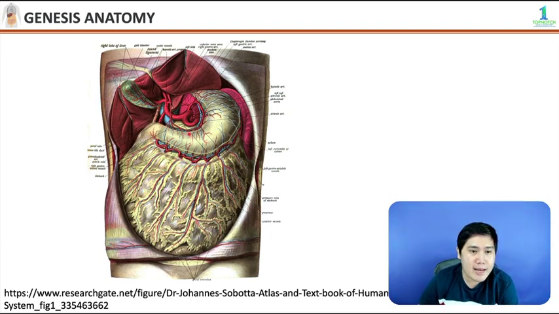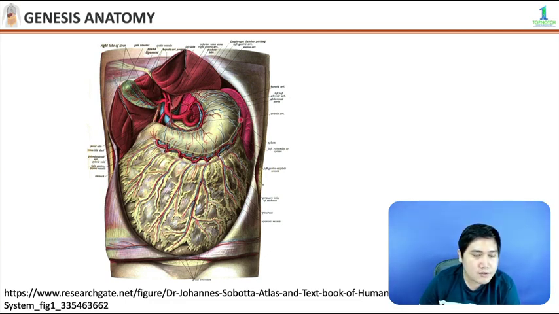So this is your stomach. This is your greater curvature. So this is your greater curvature. Where is the greater omentum? There. It is double layered. It transmits down the left and right gastroepiploic vessels.